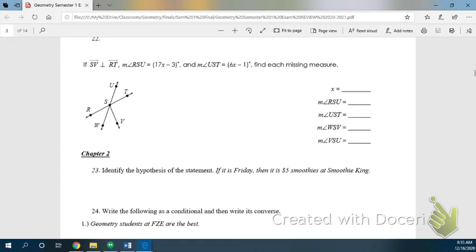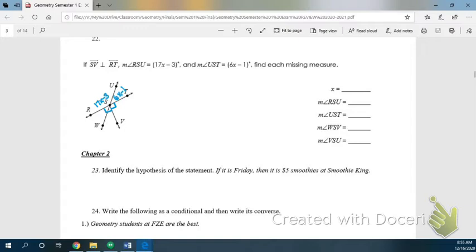You might want your calculator. Also, the directions are telling you everything that you need to know on this. They tell you that SV is perpendicular to RT. Perpendicular means it makes 90-degree angles. In addition, they said that RSU is 17x minus 3. They tell you that UST is 6x minus 1. It says find each missing measure.